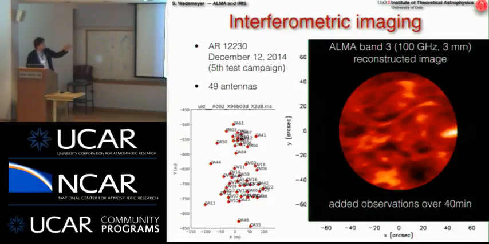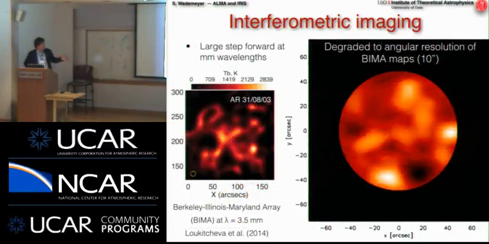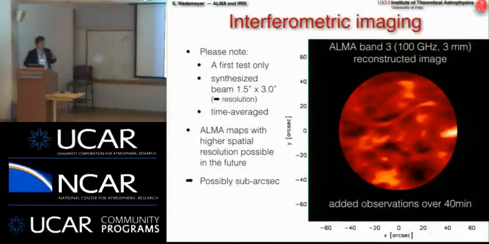It has been done with 49 antennas, so it's a lot of them already. And it has been averaged over 40 minutes. You see, it's still an early experiment, but we already see some structure there, and it's very exciting. I see this for the first time. Because you may be used to other arrays we had before, like BIMA, you see a map here, and on the right-hand side I have degraded the ALMA map to roughly the same resolution. You really can appreciate this large leap in resolution that we're making here with ALMA.